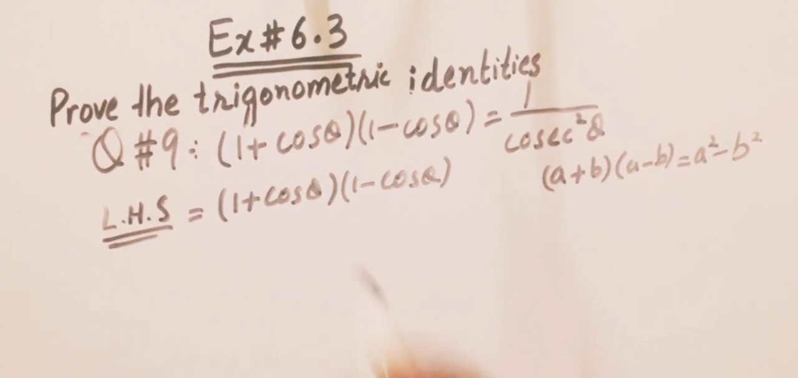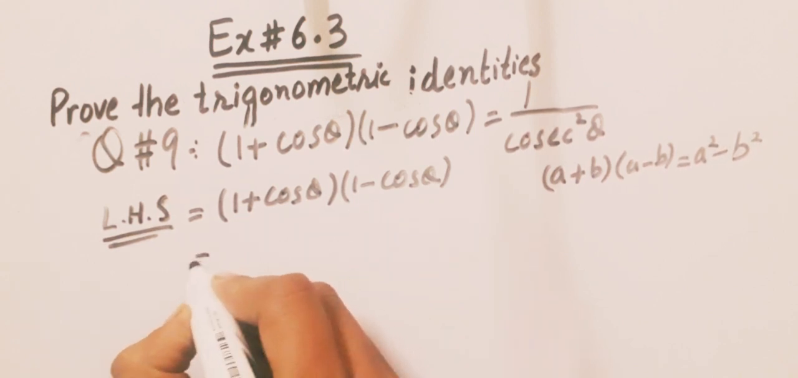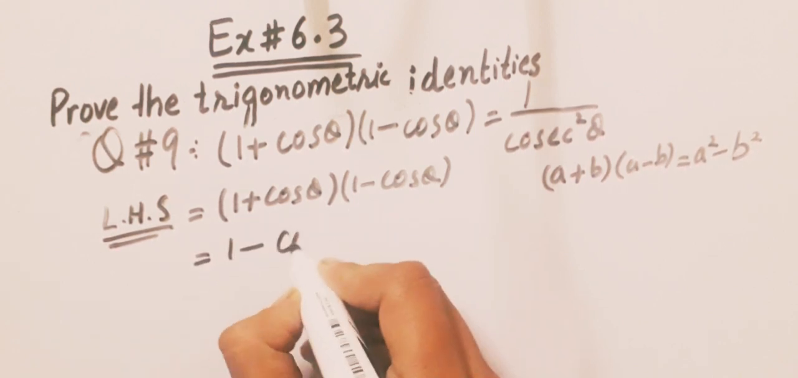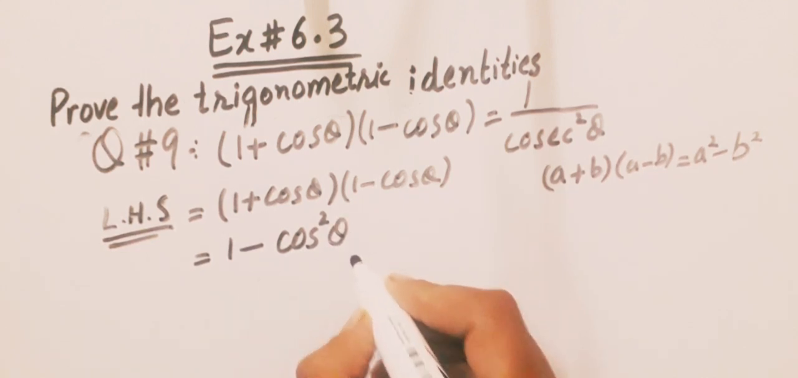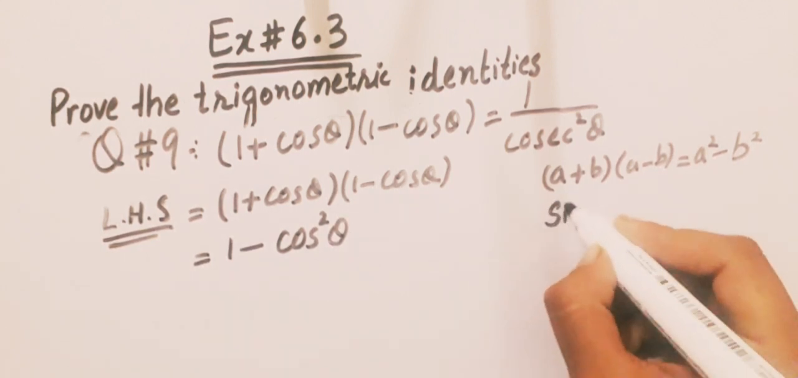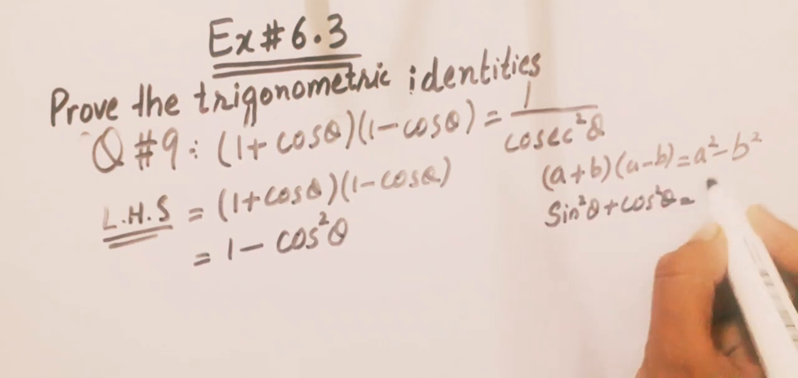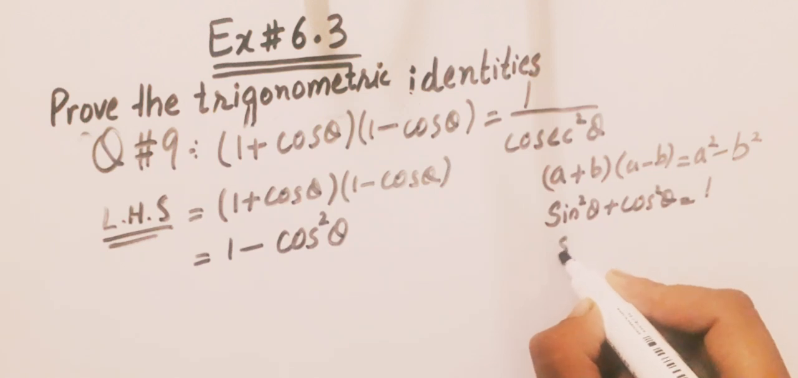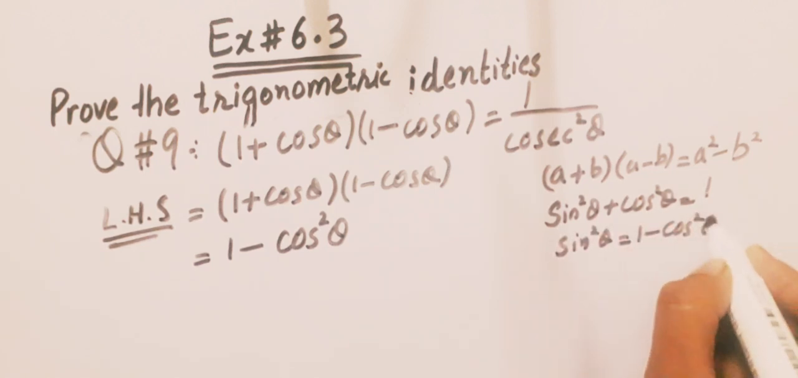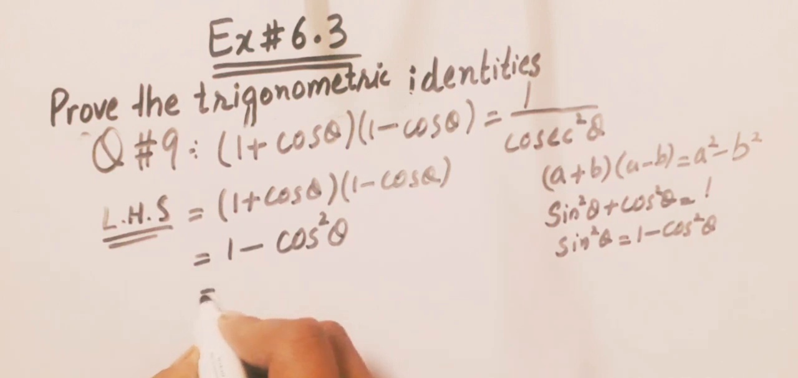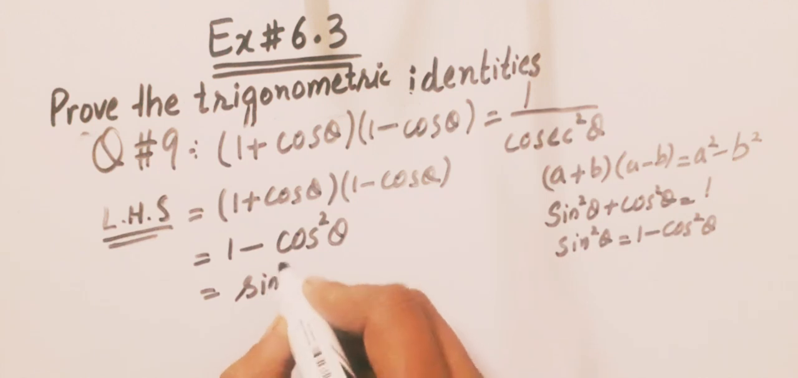We have 1 plus cos of theta into 1 minus cos of theta. This will become 1 minus cos square theta. Now we know that sin square theta plus cos square theta is equal to 1. So, sin square theta will equal to 1 minus cos square theta. Now we will write 1 minus cos square theta is equal to sin square theta.